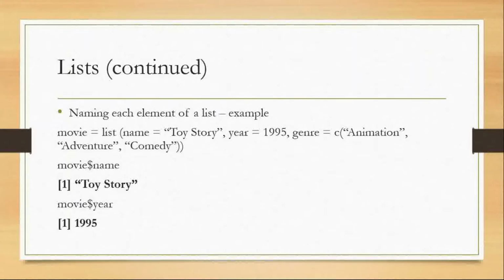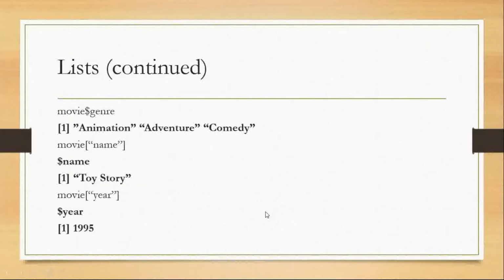Similarly, movie dollar year displays the value 1995, which is the value inside the variable year. Similarly, movie dollar gender gives the combined data of values animation, adventure, and comedy.